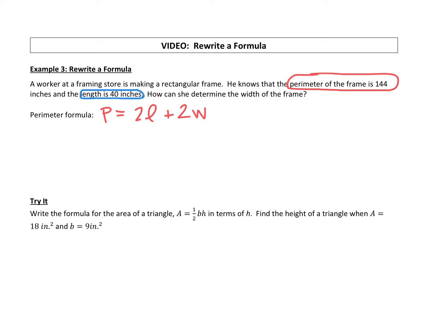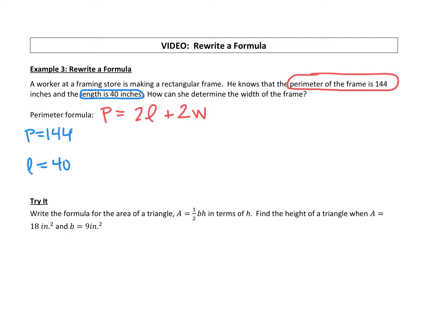So what we know is that the perimeter is 144 and that the length is 40 inches. And we're all in the same unit. That's one thing we got to be aware of. Sometimes this curriculum likes to throw us off a little bit and change our units on us. We might have to do some converting, but we're good here. So we are going to plug in what we know, and they're asking for the width. So we are going to end up solving for this W right here.